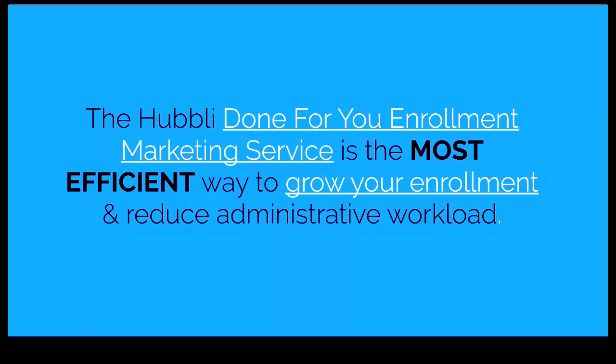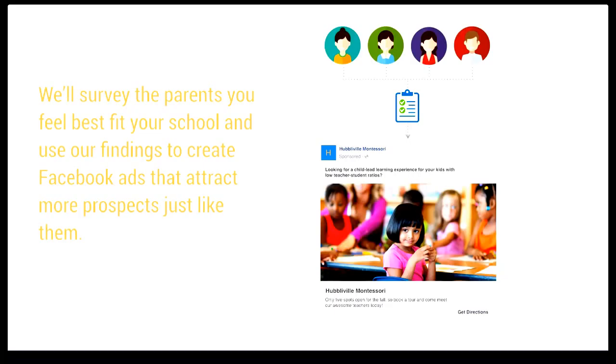So the Hubly done for you enrollment marketing service is really the most efficient way to grow your enrollment and reduce administrative workload. So the way we work is we start off by running surveys with the parents that you identify that you feel best fit your school, and that survey is very strategic, and we use our findings to create Facebook ads that attract more prospects just like them.